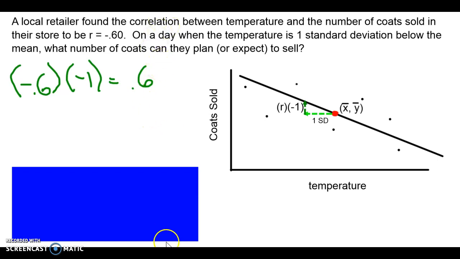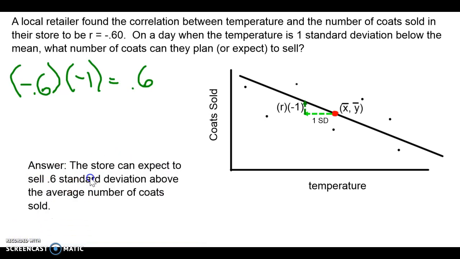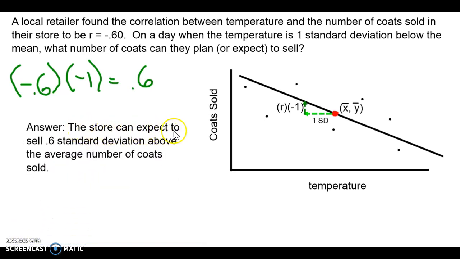So how do I answer this question? Well, I answer the question like this. The store can expect to sell 0.6 standard deviations above the average number of coats sold. I could also put mean right here. So the store can expect to sell 0.6 standard deviations above the mean number of coats sold. And you can see that this little dark green line is 0.6 standard deviations above the average number of coats sold. So that's how you can answer that question.